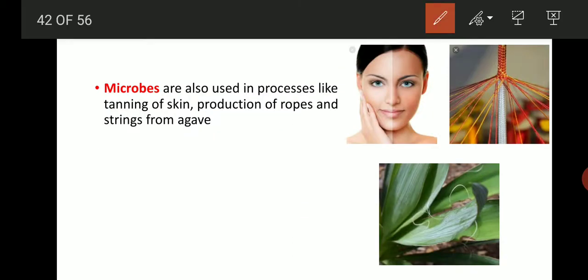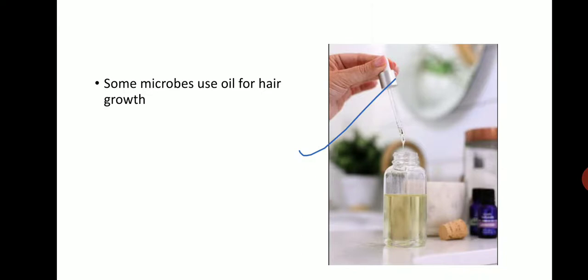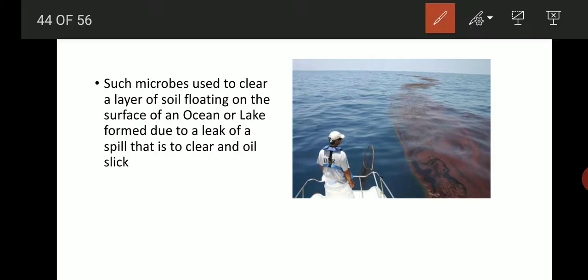Microbes are also used in processes like tanning of skin, and production of ropes and strings from agave. Some microbes use oil for their growth. Such microbes are used to clear a layer of oil floating on the surface of an ocean or lake, formed due to a leak or a spill, that is, to clear an oil slick. Here you can see, if oil is spilled, they are used to remove it.